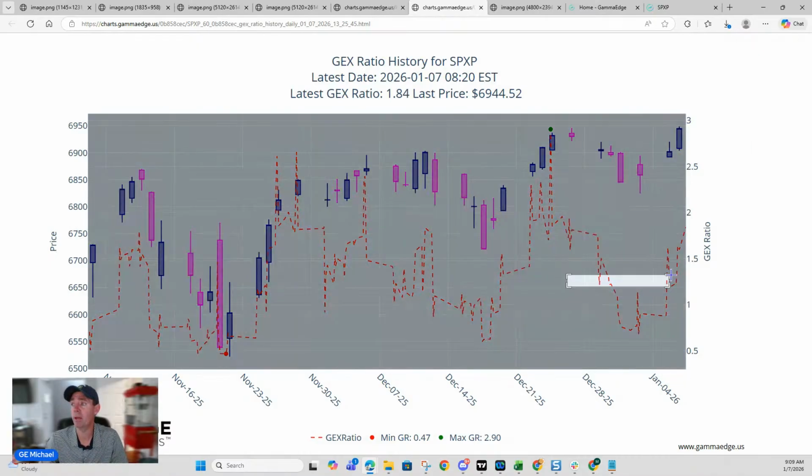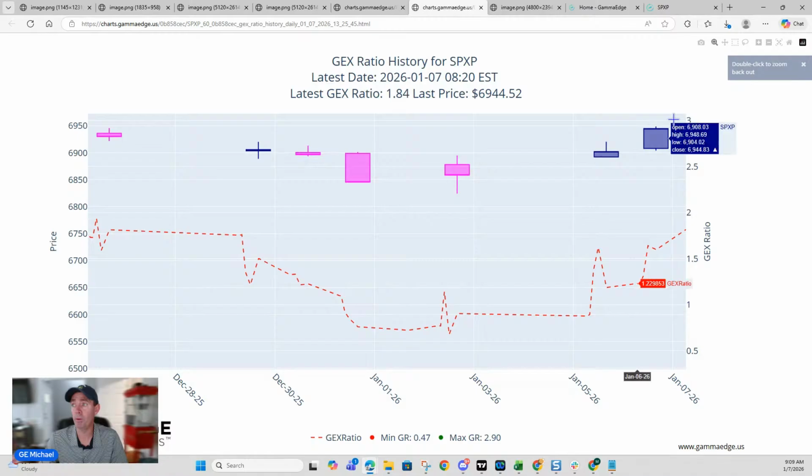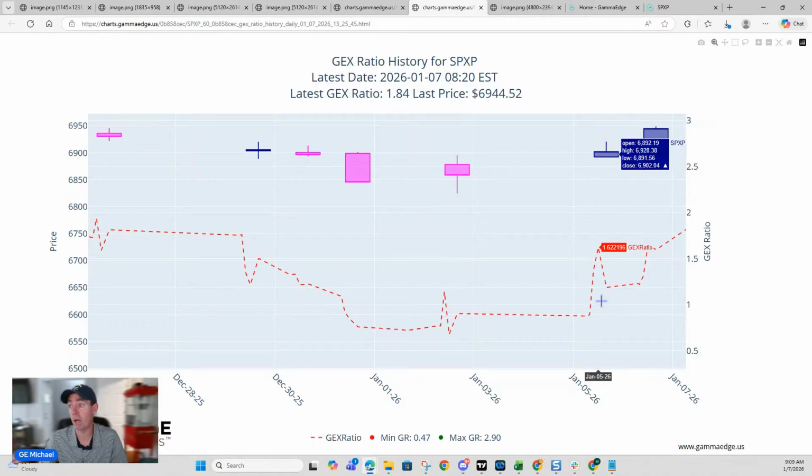I covered this yesterday that I wanted to observe a positive slope if SPX was going to rise. Yesterday, we had a flat slope.